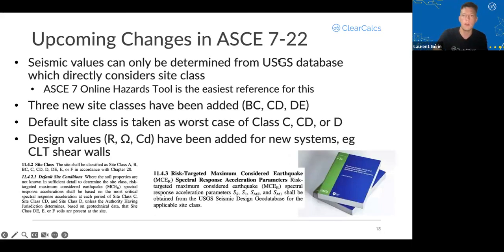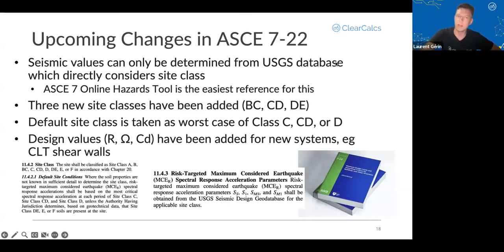Okay. I promised I would talk a little bit about ASCE 7-22. That's going to be coming up. Like I said, the next International Building Code is going to be referring to it. So it's going to become the law of the land in most of the US. So, biggest change here: seismic values. The code asks you now to derive them from the USGS database.